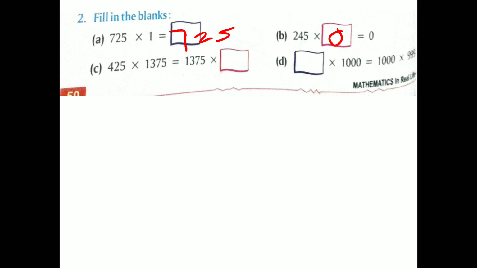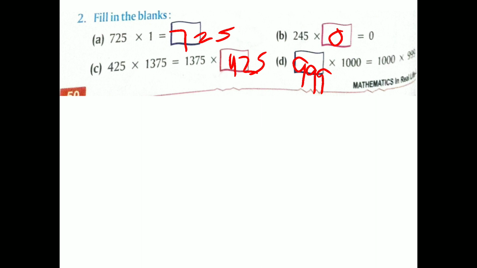Then on the left hand side there are two numbers, 425 into 1375. So on the other side it is the order property. Which number is not here? That is 425. So you write 425. Now D part is the same as C part. Dash multiplied by 1000, and on the right hand side 1000 into 999. So which number is not here? 999. Clear? So this is the answer which you have to do in the book only.